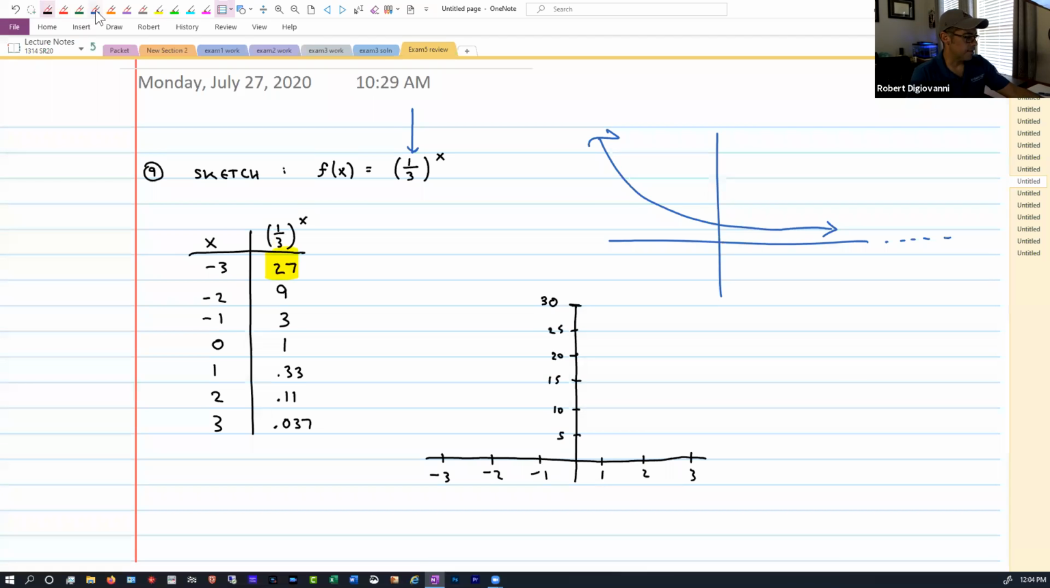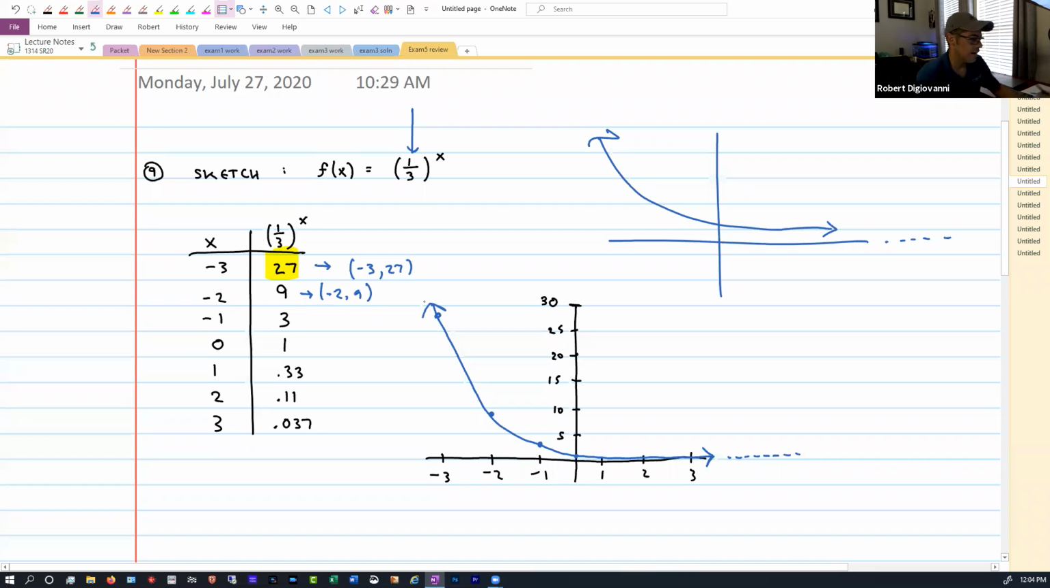But be careful here because this first point is -3, 27. That means to the left 3, up 27. That puts us about right there. And then the next point is -2, 9, which is about right there. And then -1, 3 is about right there. 0, 1 is there. And then they just get smaller. Like that. Put a little horizontal asymptote, little arrow over here, and that's good.